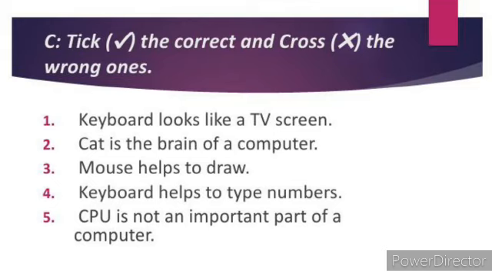Tick the correct and cross the wrong ones. And number 1 is, keyboard looks like a TV screen. Number 2 is, cat is the brain of a computer. Number 3 is, mouse helps to draw. Number 4 is, keyboard helps to type numbers. And number 5 is, CPU is not an important part of a computer.